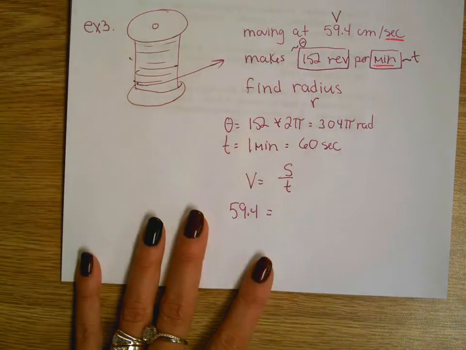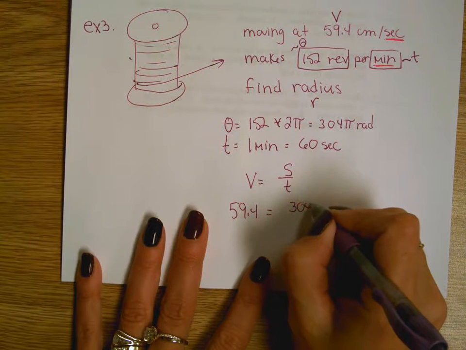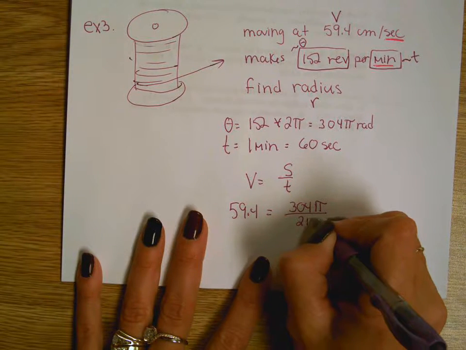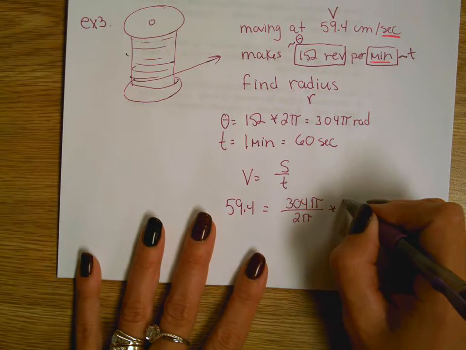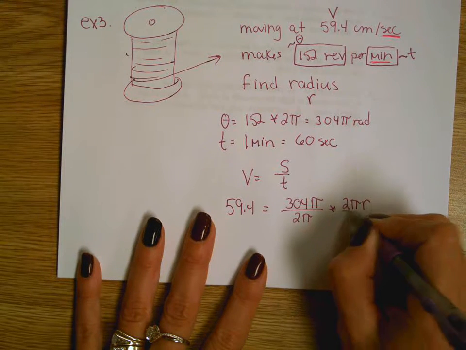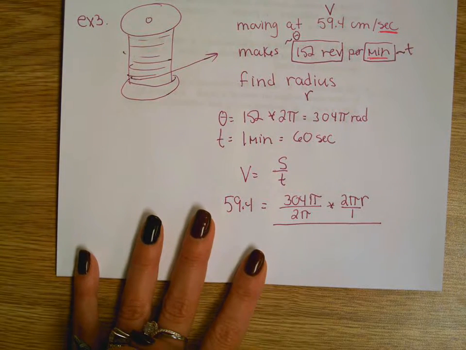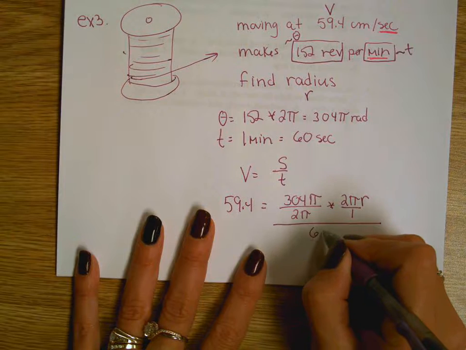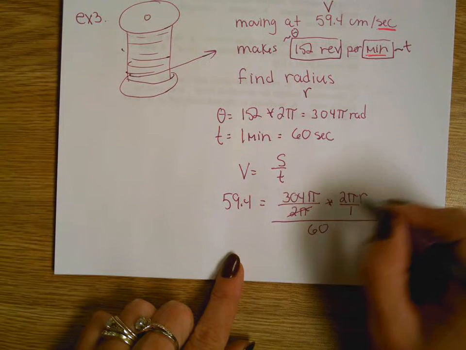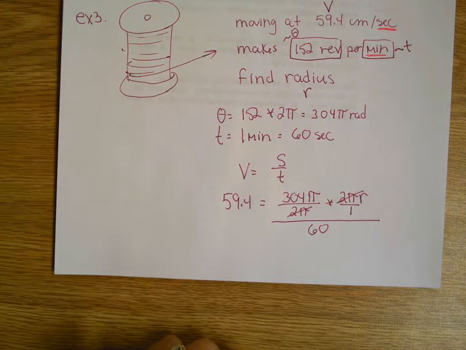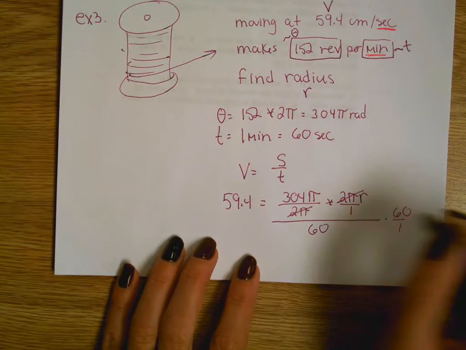S is your fraction times circumference. The fraction is our 304 pi divided by 2 pi. Our circumference is 2 pi r, and r is what we're looking for. So we're going to divide all that by our time of 60 seconds. And now it's your good algebra skills. Definitely cancel the 2 pi's. By going into radians, that just makes the formula a little bit easier. I think I'm going to times by 60 at this point. Get rid of that fraction first.